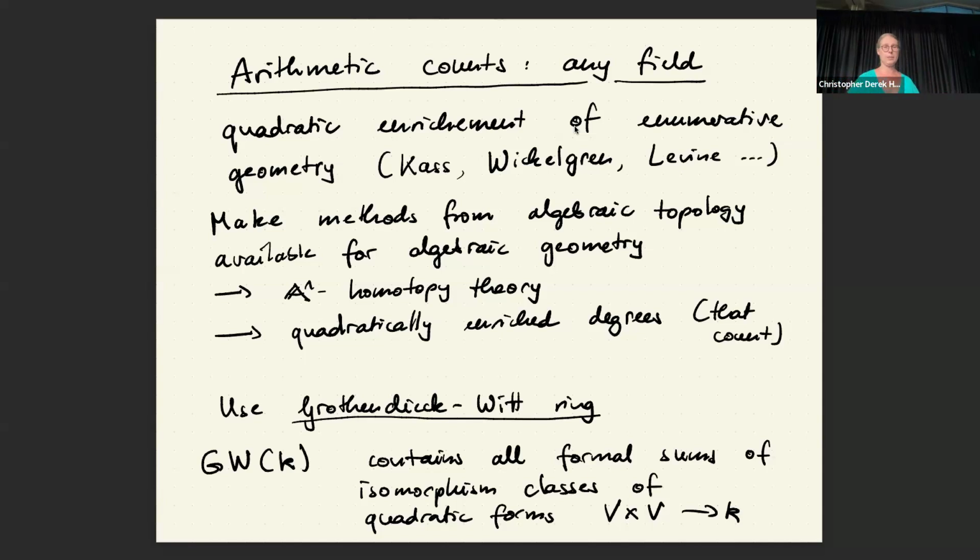Now, what is the Grothendieck-Witt ring? It depends on the ground field k that I picked. Here it is. So Grothendieck-Witt of little k contains all formal sums of isomorphism classes of quadratic forms from a vector space over k to k. Just quadratic forms from V times V to k.